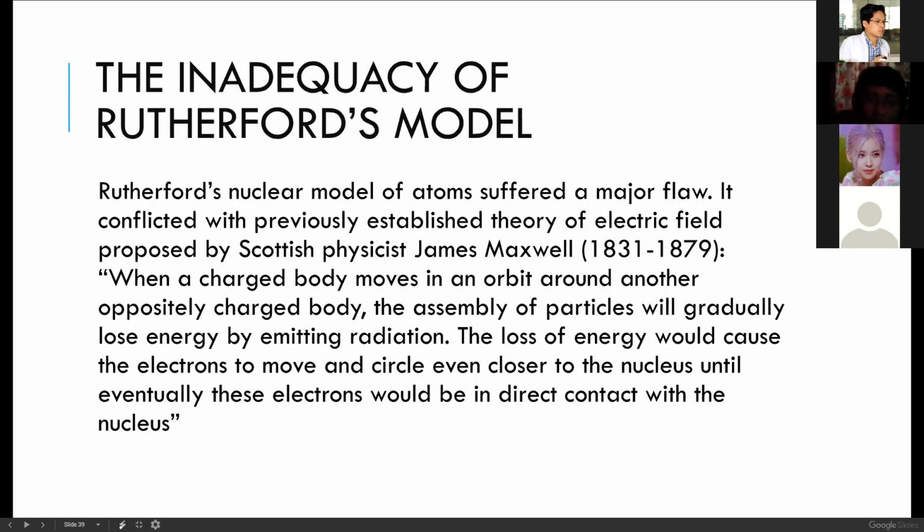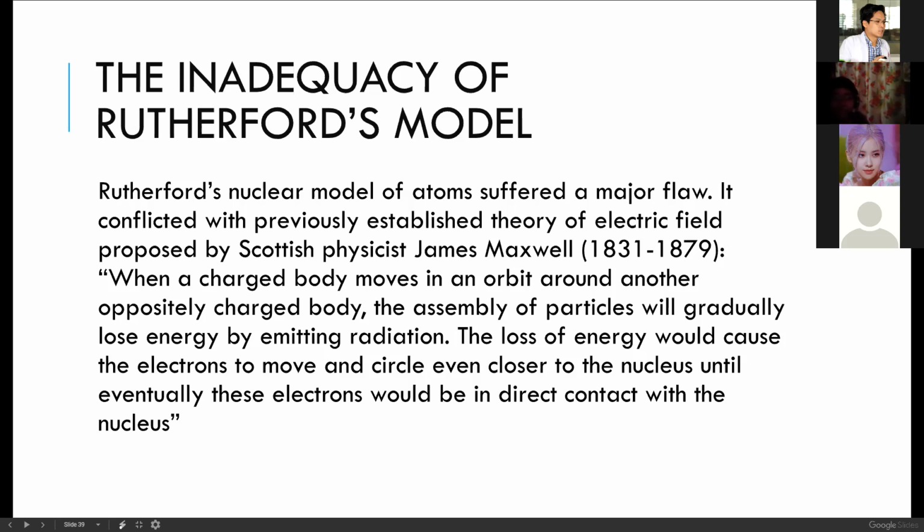It conflicted with the previously established theory of electric field proposed by Scottish physicist James Maxwell, that's around 1831 to 1879. When a charged body moves in an orbit around another oppositely charged body, the assembly of particles gradually loses energy by emitting radiation. The lost energy would cause the electron to move and circle even closer to the nucleus until eventually these electrons would be directly in contact with the nucleus.